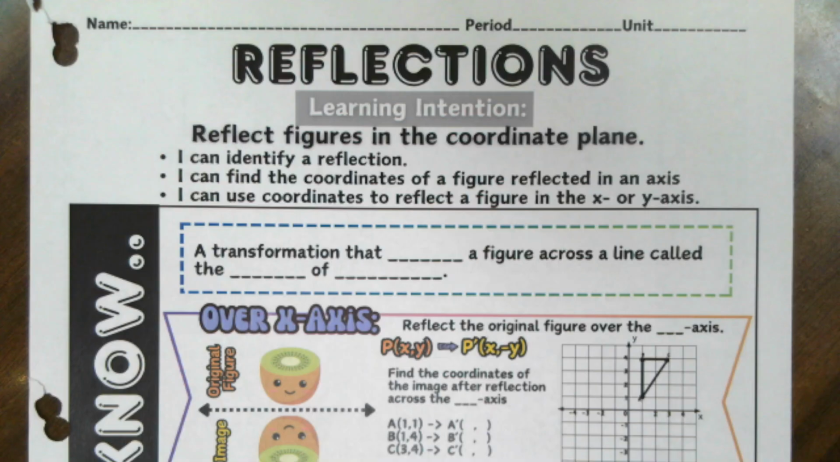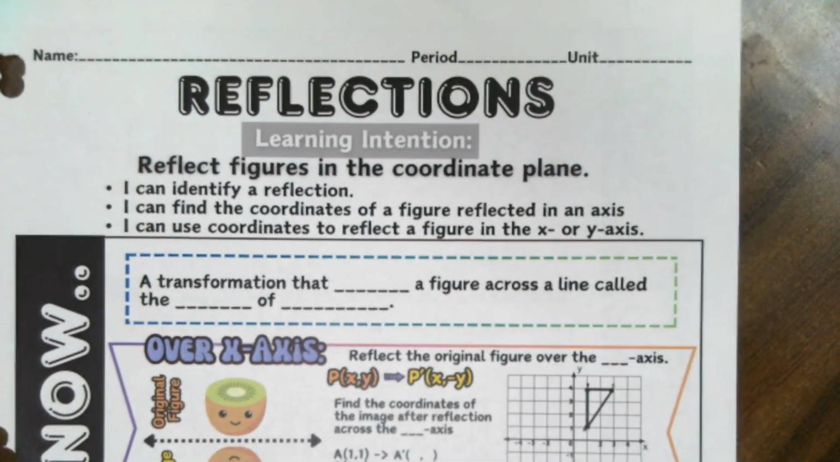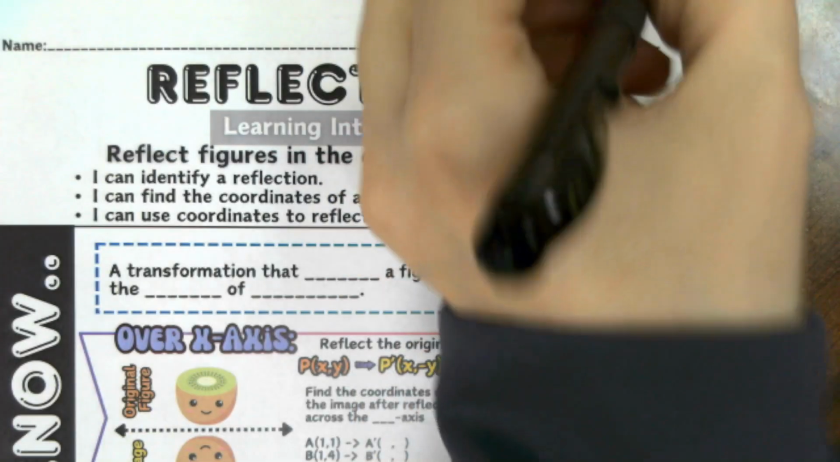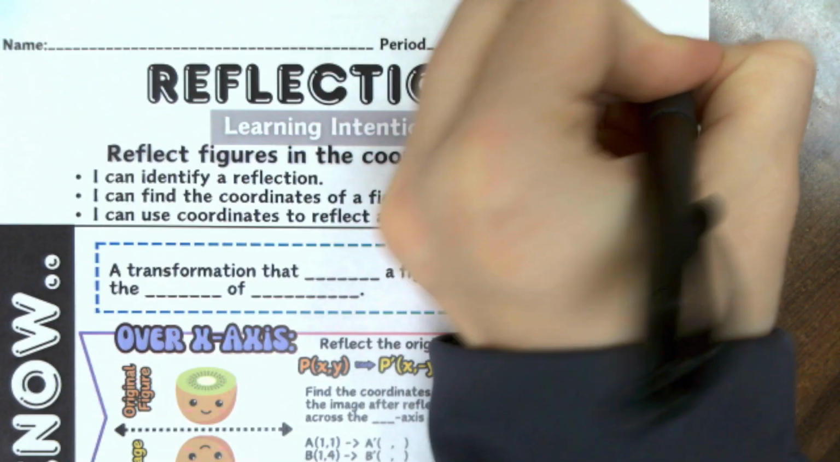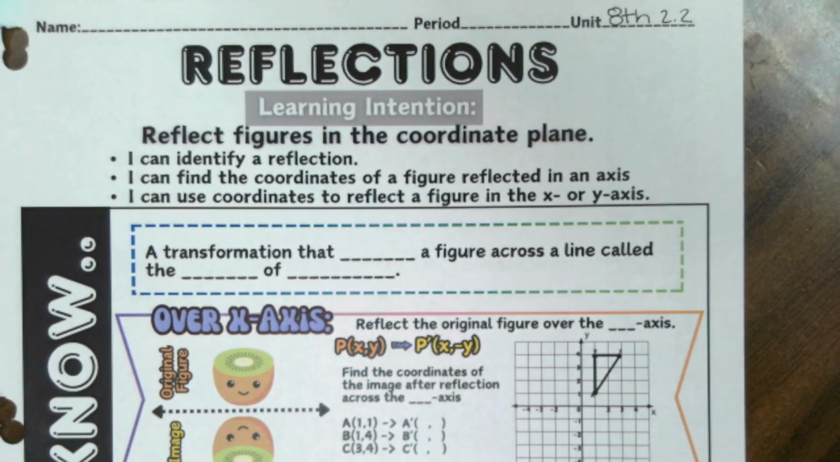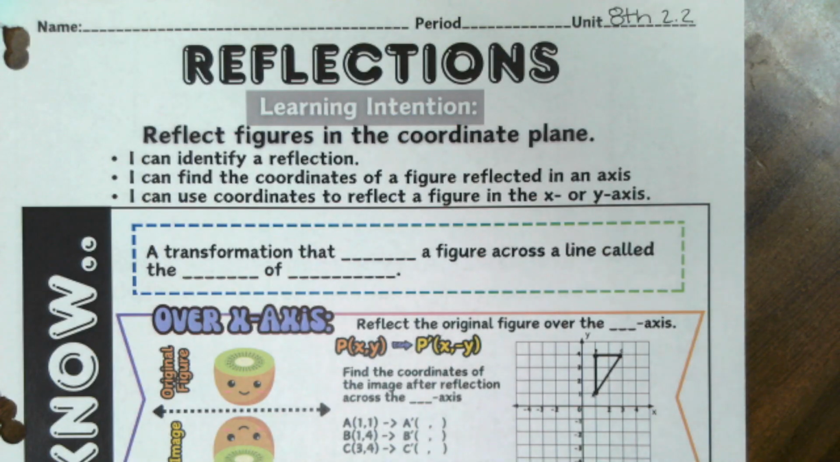This one is on reflections, and you'll find this in the 8th grade book. This is 8th grade unit 2.2. All right, so our learning intentions today, we should be able to reflect figures in the coordinate plane.